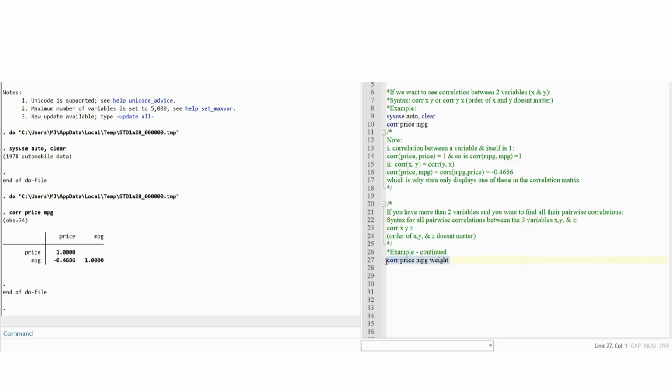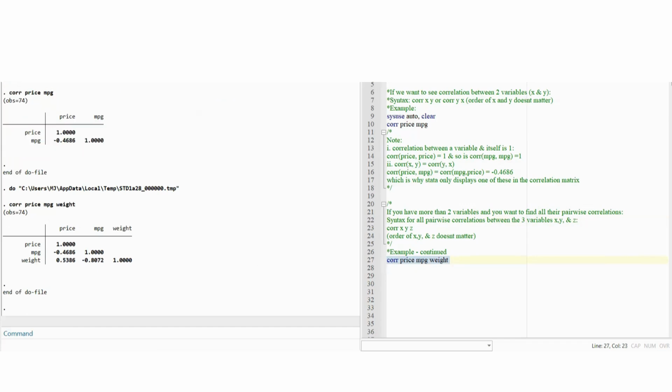So now let's say we want to find all pairwise correlations between price, MPG, and weight. Looking at the first property, the correlation between a variable and itself is 1. So the correlation between price and price is 1, MPG and MPG is 1, and weight and weight is 1. The diagonal entries of this correlation matrix are all 1. The off-diagonal entries show correlations between any two different variables. The correlation between price and MPG is again minus 0.4686, which is the same as its mirror entry, so Stata is only displaying one of these.